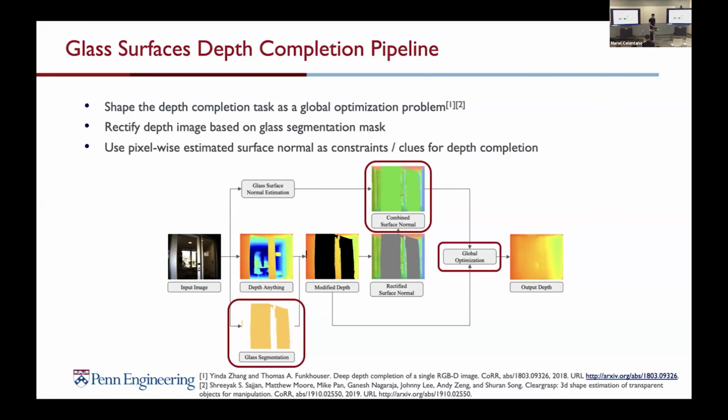Finally, we'll use the combined surface normal and the modified depth and formulate a global optimization problem, which gives us the final output depth. So it is helpful to get this big picture in mind, and I'll get into every single module afterwards.